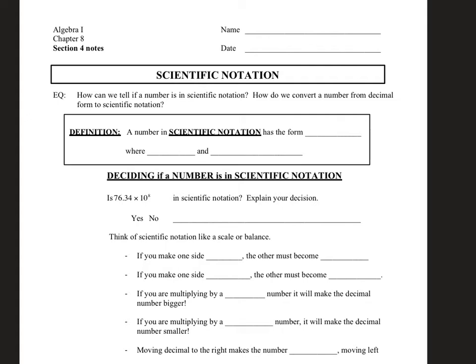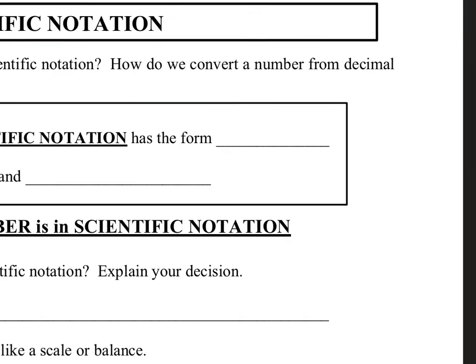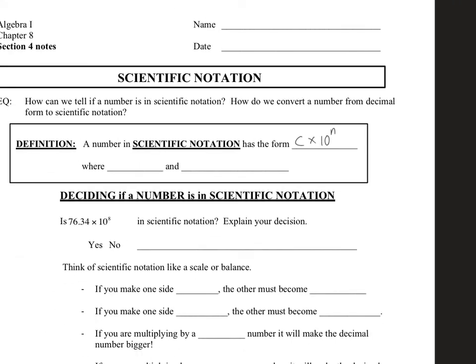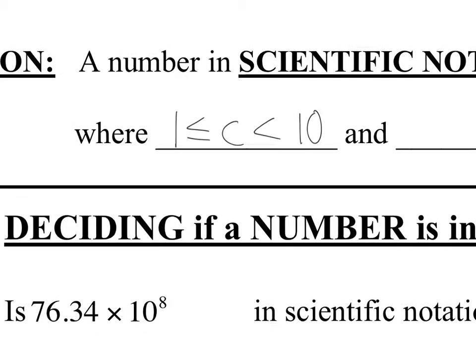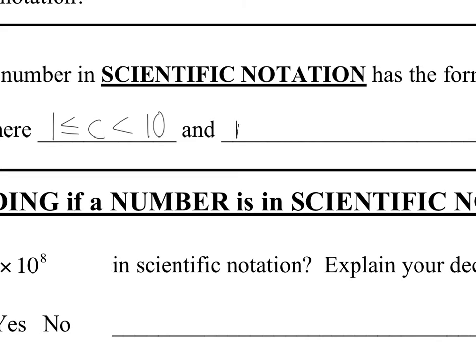So what's the definition of scientific notation? A number in scientific notation has the form c times 10 to the nth power, where c needs to be between 1 and 10. It can be equal to 1, but it can't be equal to 10. And the other thing that needs to be true is that n is an integer.